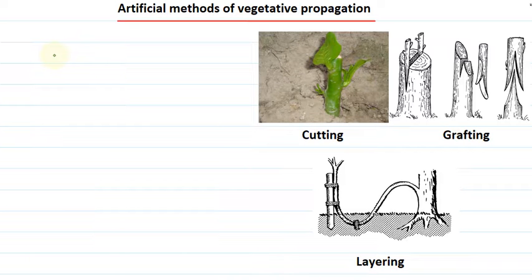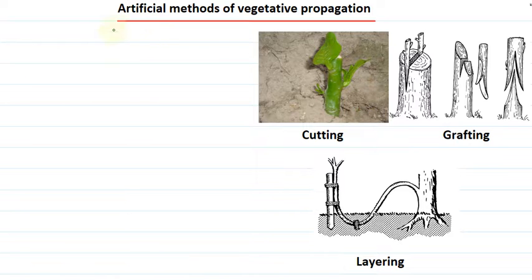The topic for today's video is artificial methods of vegetative propagation. In our previous video, we had learned about the natural methods of vegetative propagation. We saw how different vegetative parts of the plant such as roots, leaves, stem give rise to new plants. So today we will be seeing how artificial methods of vegetative propagation help in producing new progeny plants or new baby plants. This artificial method of vegetative propagation is practiced by the gardeners.